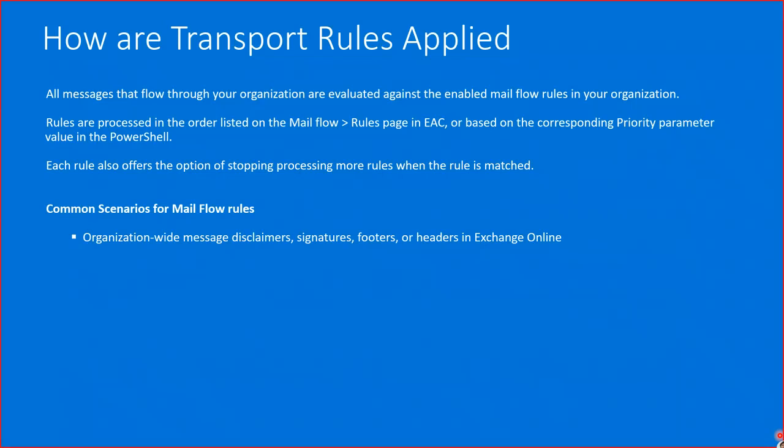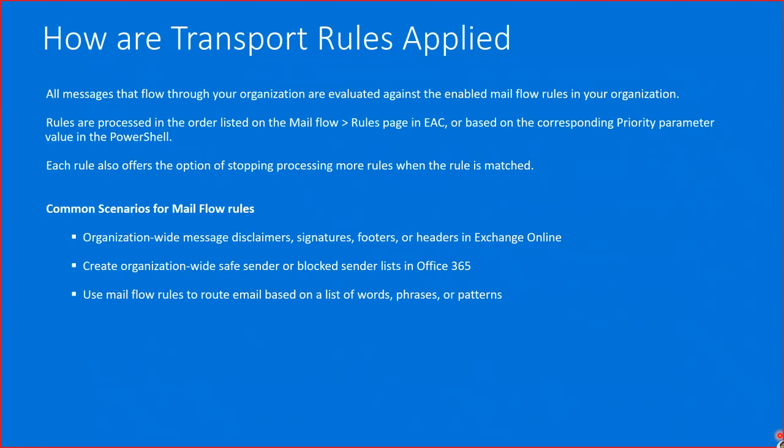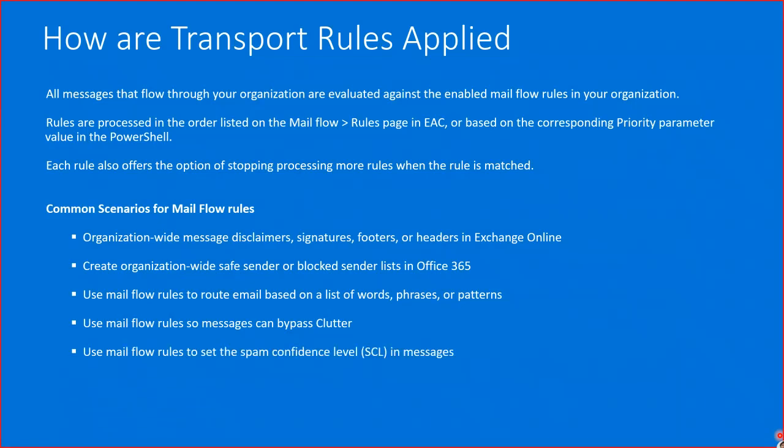Here are the common scenarios when we use transport rules. We use transport rules when we want to have organization-wide disclaimers, signatures, footers, headers in Exchange Online. We can create organization-wide safe and blocked sender lists. So if you have an email coming in from an external host with a specific email address, we can have a block list or a safe sender list, and we can use transport rules for that.